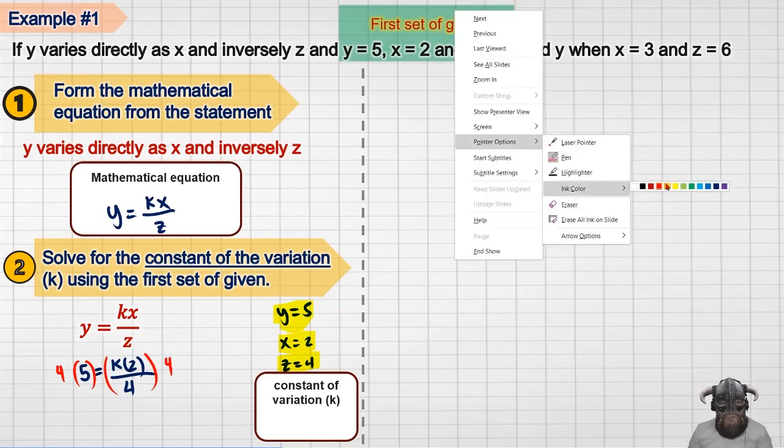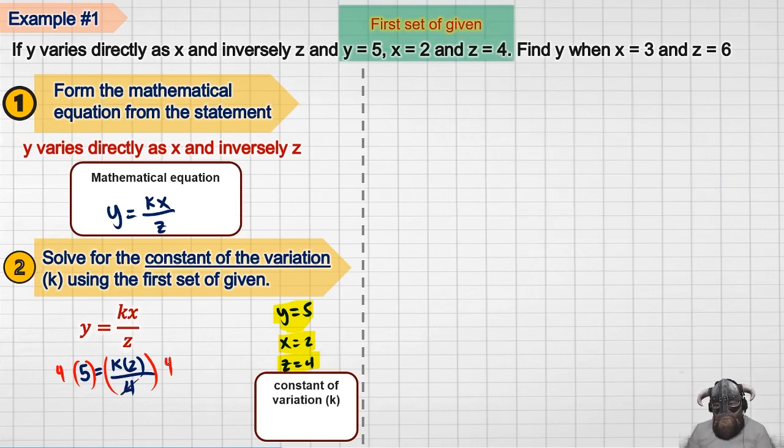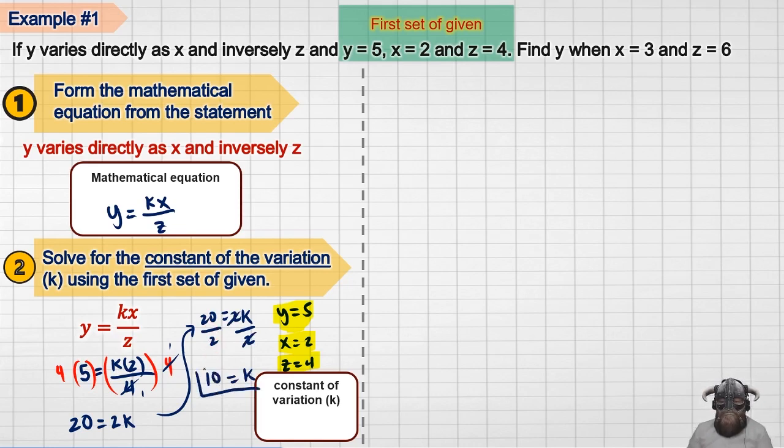So, what will our answer be now? This 4 will be divided, so it will be equal to 1. Therefore, we'll have 2k is equal to 4 times 5, and that will be equal to 20. So, what will be the value of k? 20 is equal to 2k. Divide both sides by 2. So, k will be equal to 20 divided by 2, which is 10. So, once again, our constant of variation k is equal to 10.